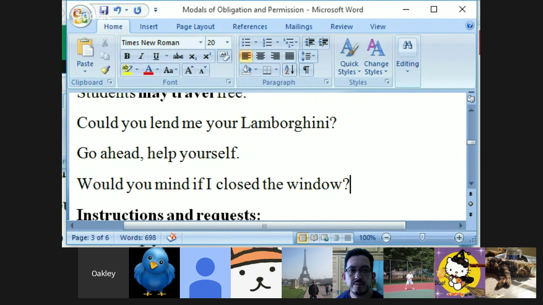Indirect questions, you're actually asking, would you mind, or would it be all right? That is the direct part of the question. What you really want, though, is to close the window or to leave work early. These are called indirect questions. These would be considered even more polite than may, or at the very least the same level of politeness. So these are also common when we're trying to be extra polite, and definitely possible.